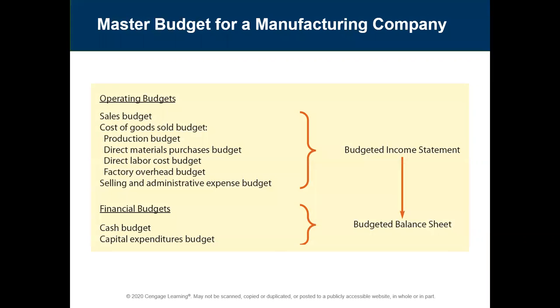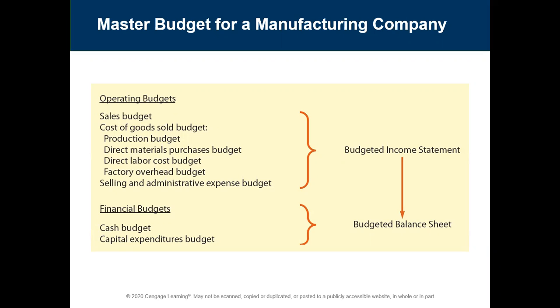So master budgets are made up of operating budgets and financial budgets. The operating budgets are the sales budget. How much do we think we're going to sell? The cost of goods sold budget. How much is it going to cost us to either make or buy the stuff we're selling? And the cost of goods sold budget is going to be made up of the production budget, direct materials purchases, direct labor cost, and factory overhead. Not a surprise. Those are the things that go into cost of goods sold. And then the selling and administrative expense budget.